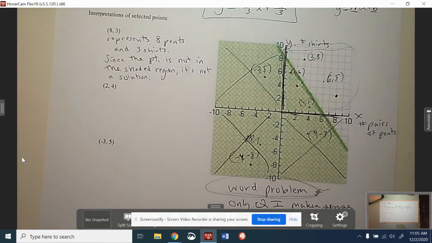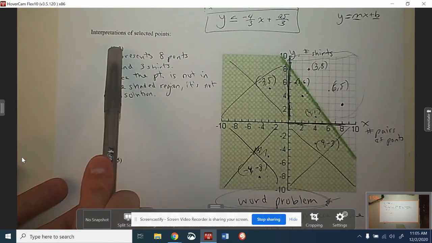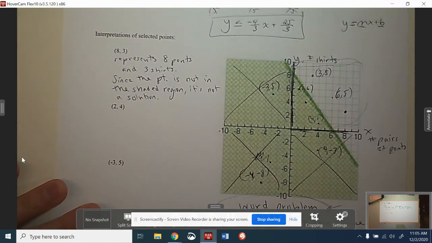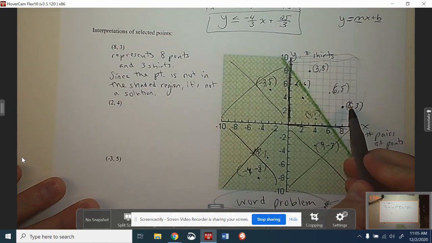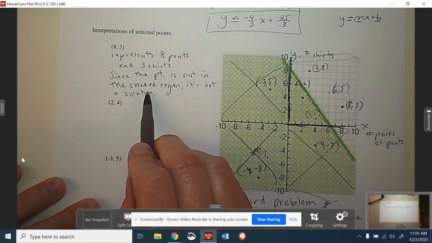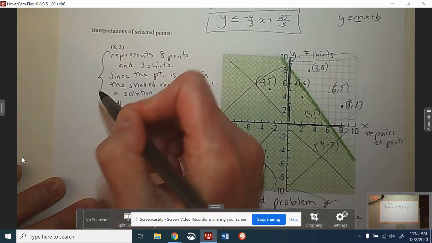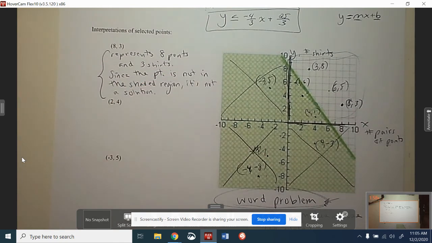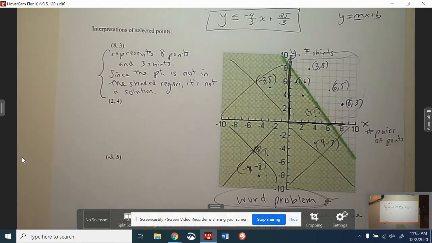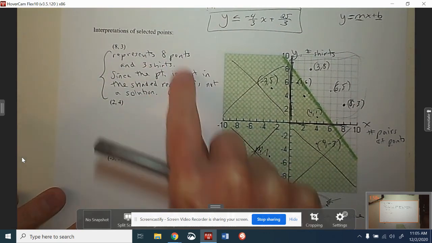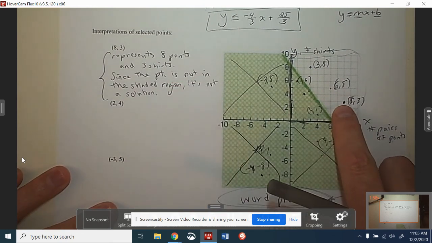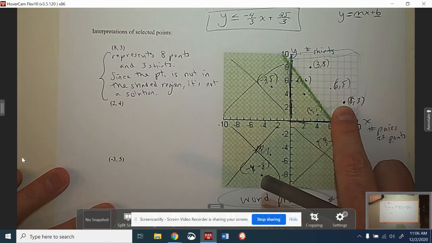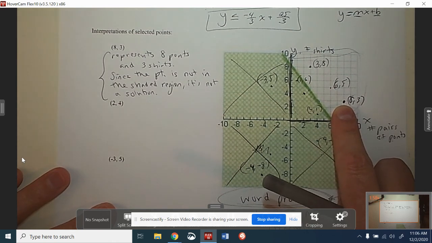It's okay in the homework if you use different wording. So for this (8, 3), where we said over here that we can't afford to buy 8 pairs of pants and 3 shirts because it's not in the shaded region, you can word that differently. You could say (8, 3) is not in the shaded region, so we cannot afford 8 pairs of pants and 3 shirts. Did you hear that? That's different than what I wrote. You can put it in your own words. I'll say it again. The point (8, 3) is not in the shaded region, that means we can't afford 8 pairs of pants and 3 shirts.